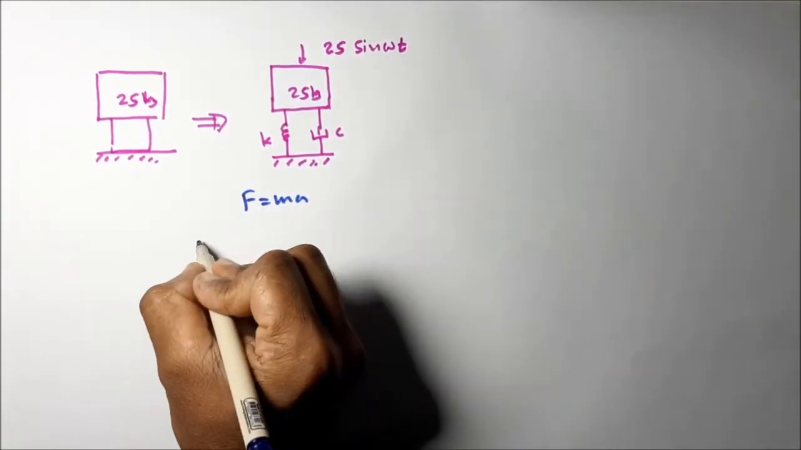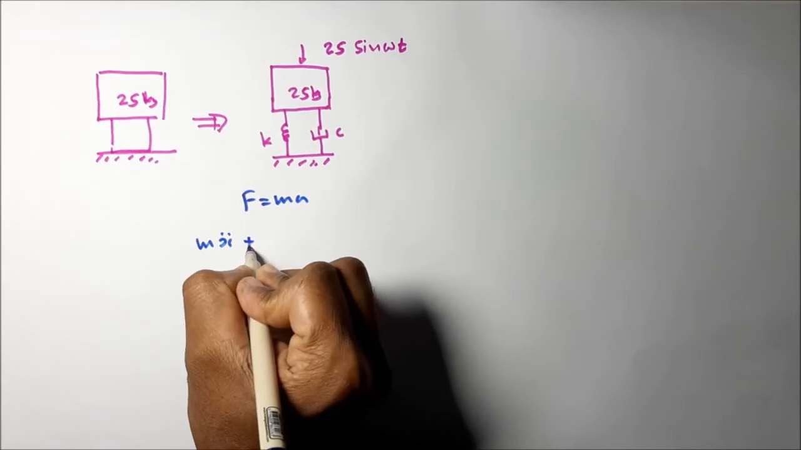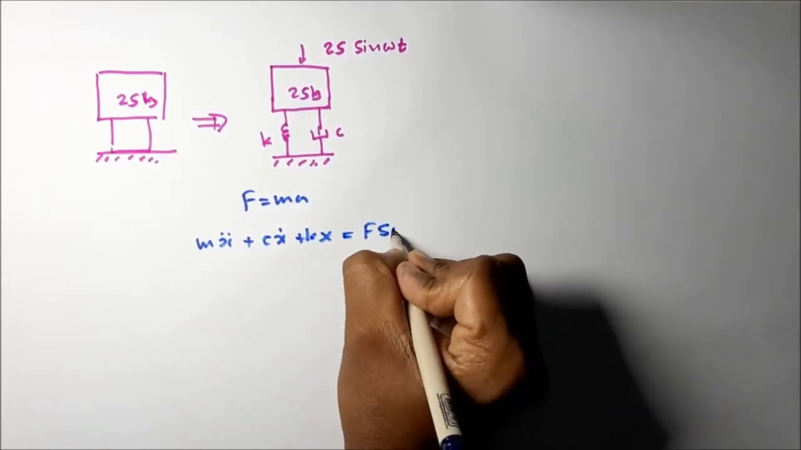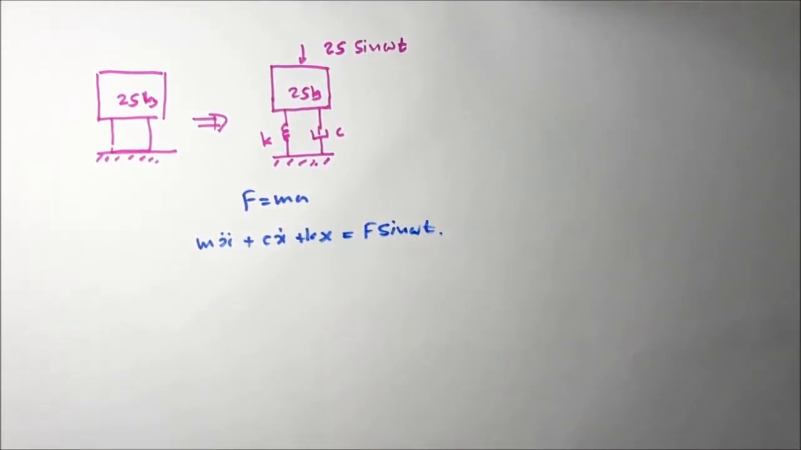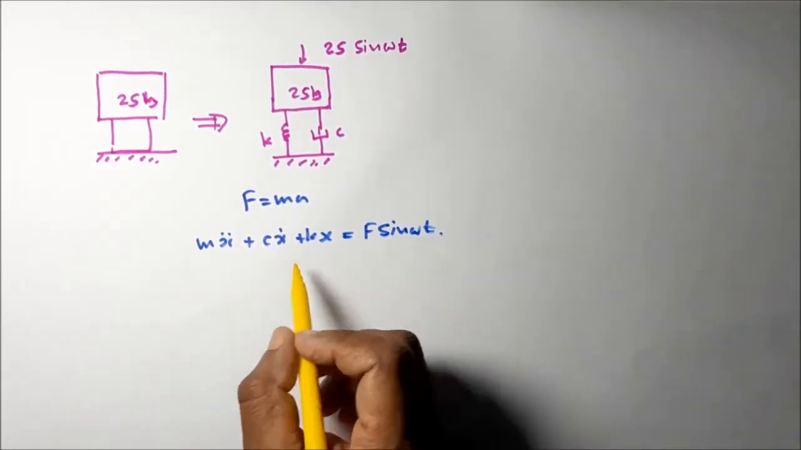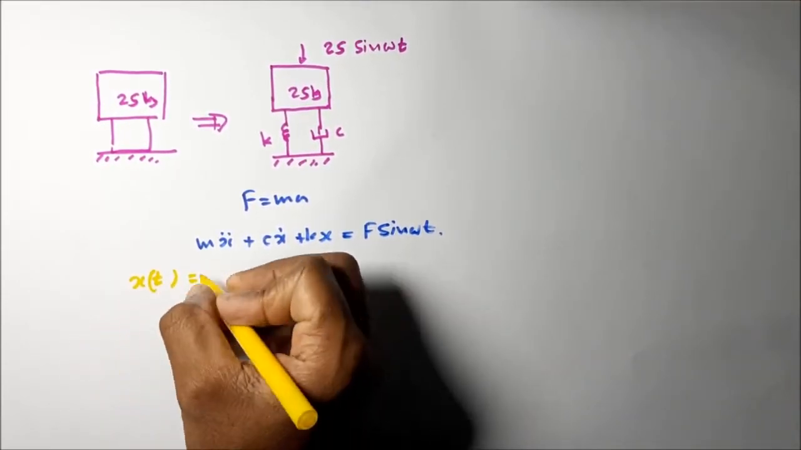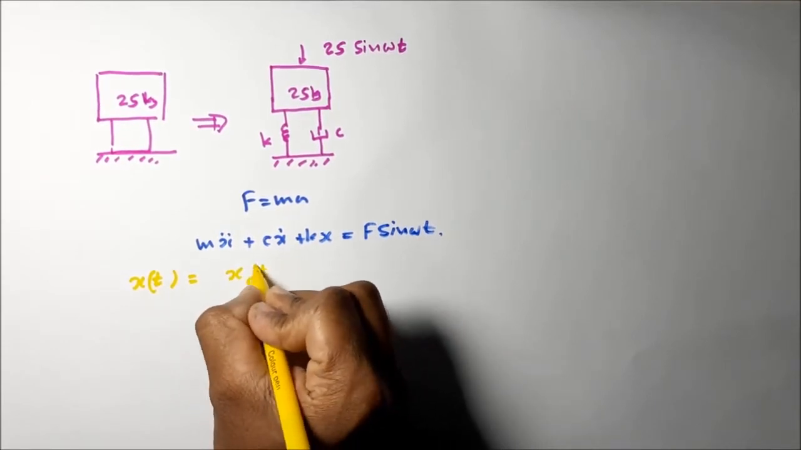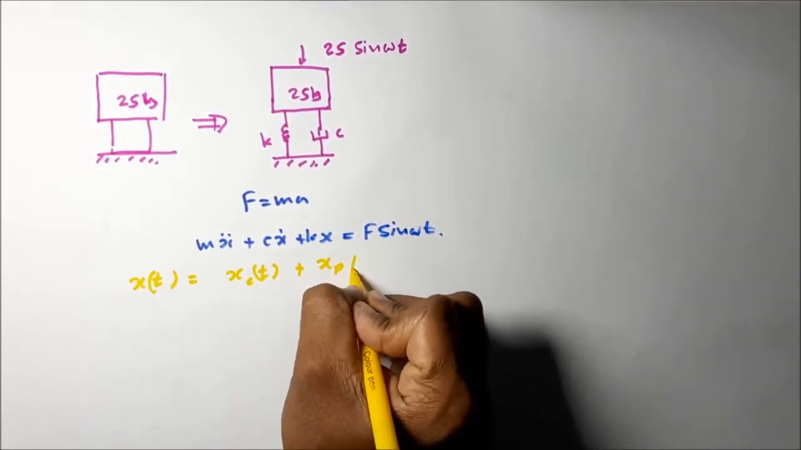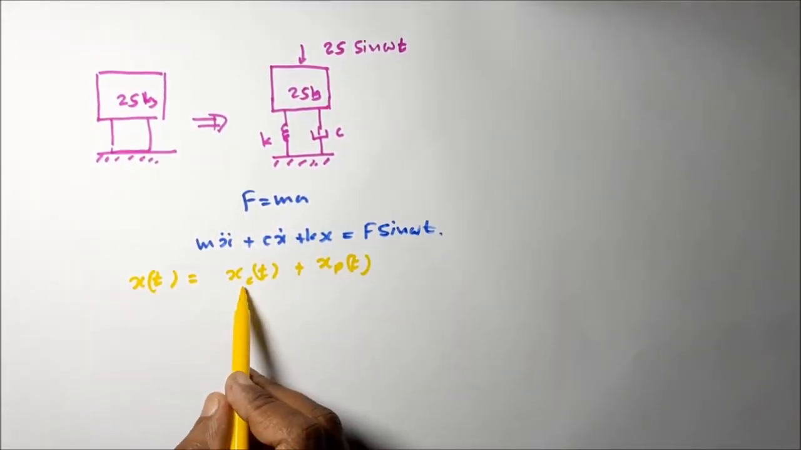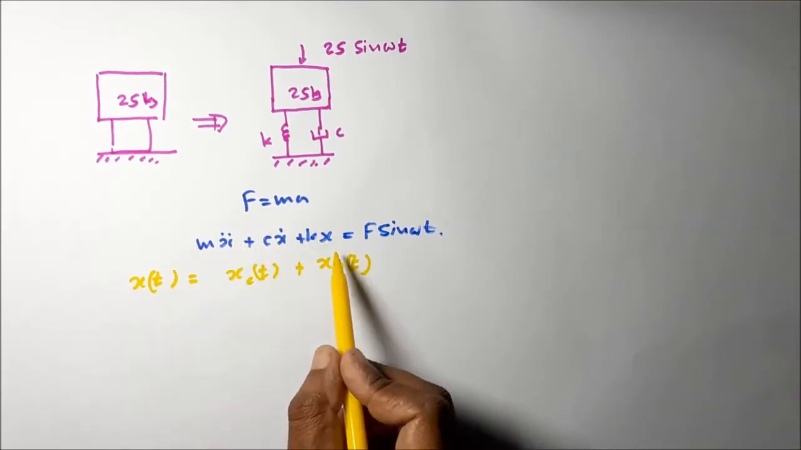Considering the motion of mass m and applying F equals ma, we obtain the equation m x double dot plus c x dot plus k x equals F sin omega t. This is a second order non-homogeneous differential equation with constant coefficients. The solution x(t) is the sum of a complementary function solution and a particular integral solution, the particular integral being due to the non-homogeneous part. The complementary function we obtain by equating the left hand side to 0.